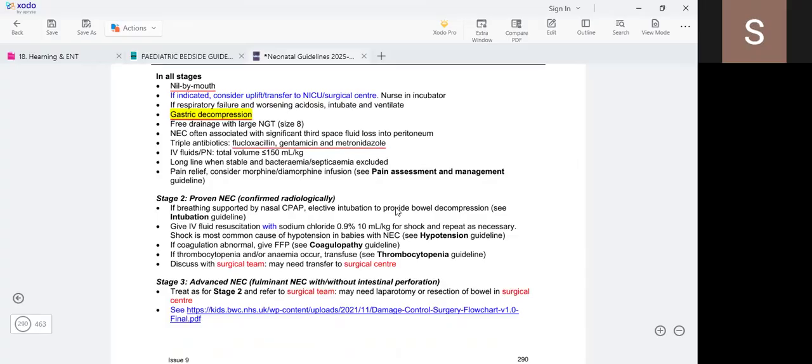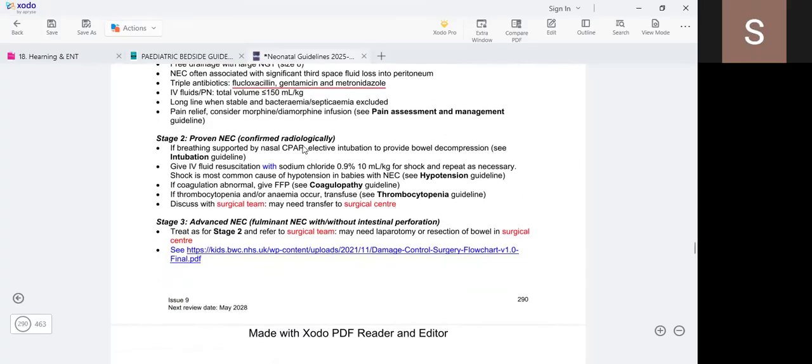Proven NEC sometimes needs nasal CPAP if there is breathing difficulty. If the patient presents with shock, give normal saline and fluids. Shock occurs due to hypotension. Thrombocytopenia may also be present. It is another important coagulation disorder.